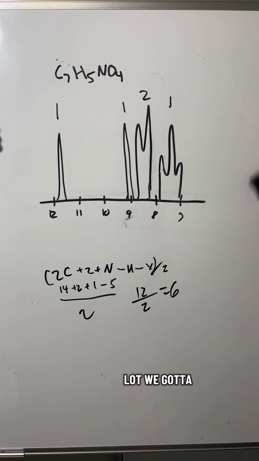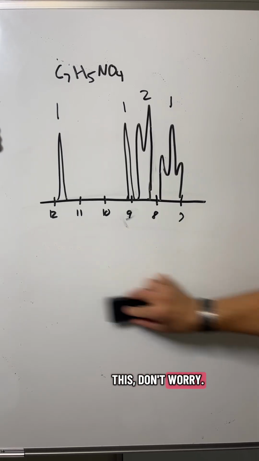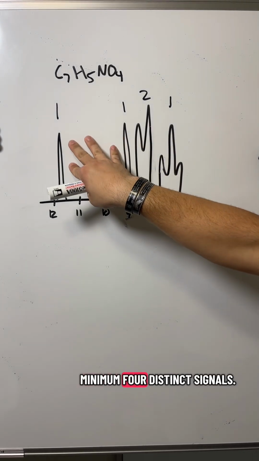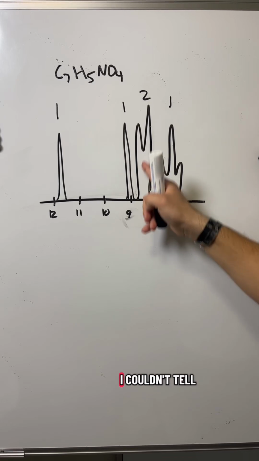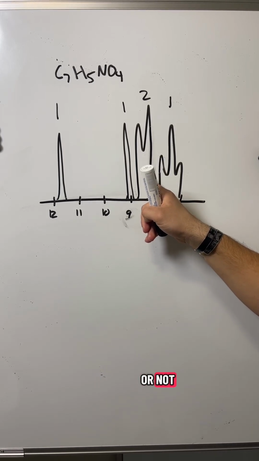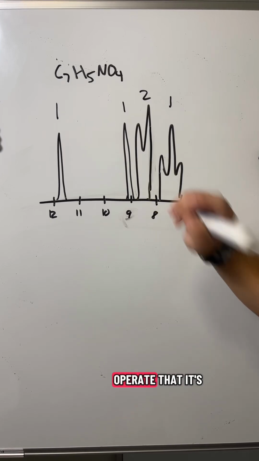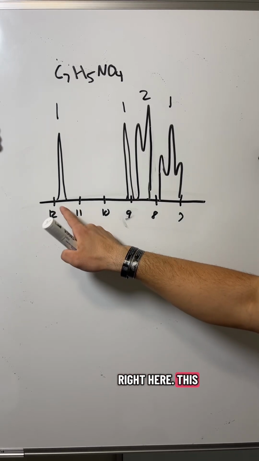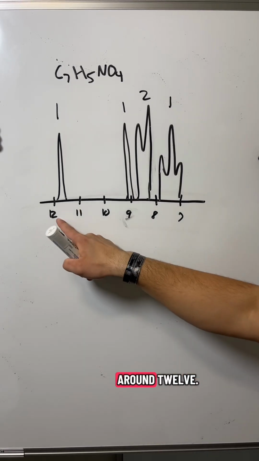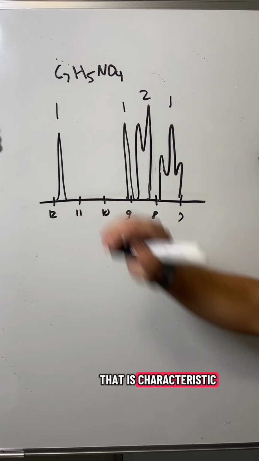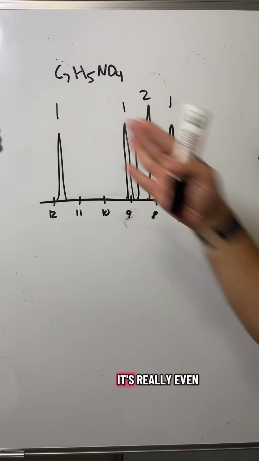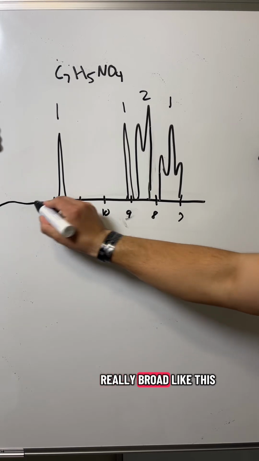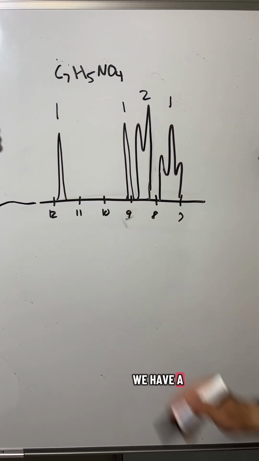All right, that's a lot we have to figure out, but we've got this, don't worry. Now, let me look at our spectra. We have at minimum 4 distinct signals. I'm going to be honest, I couldn't tell if this one was 2 signals overlapping or not because of the resolution. So we're going to operate as if it's a doublet for right now, but it might end up being 2 signals. Right here, this single peak around 12 is characteristic of a carboxylic acid. I'm surprised it's even that sharp. They must have had a great solid sample, because usually they're really broad like this because they're rapidly exchanging. So we know we have a carboxylic acid.